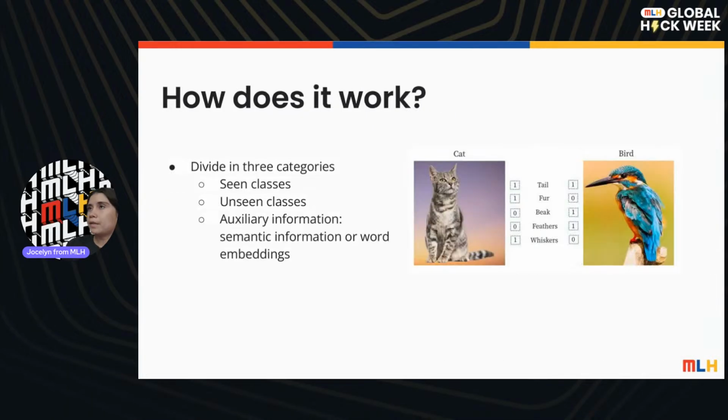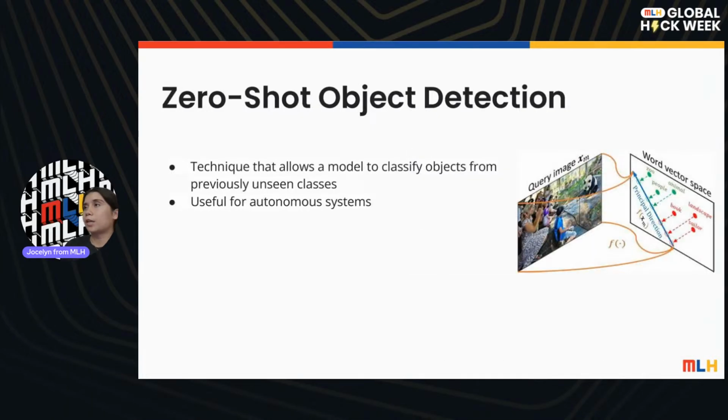Okay, and then moving on to zero shot object detection. I would say this is related to YOLO because we're going to see the zero shot object detection model of YOLO, which is called YOLO-E. This is a technique that allows the model to classify objects from previously unseen classes. So what does this mean? I don't need to train my model to know that this is a water bottle, because my zero shot model will know it is a water bottle.